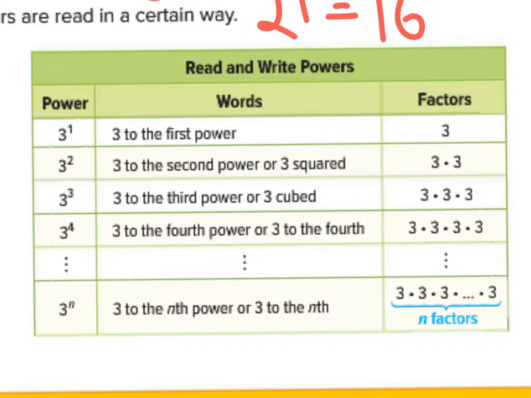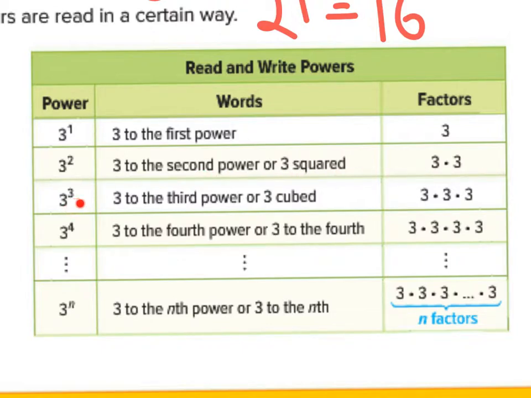Let's take a look at this table to see if we can find a pattern. 3 to the power of 1. You don't have to write 1 because it's already just 3 in itself. It stands alone, right? There's only one of them. So 3 to the first power is simply 3. 3 to the power of 2 means it's 3 times 3. Now the base is multiplying itself how many times? 2 times. 3 to the second power, or 3 squared, is 3 times 3.